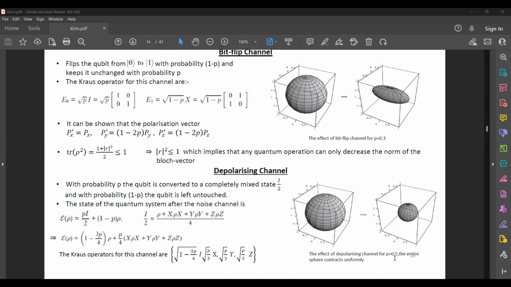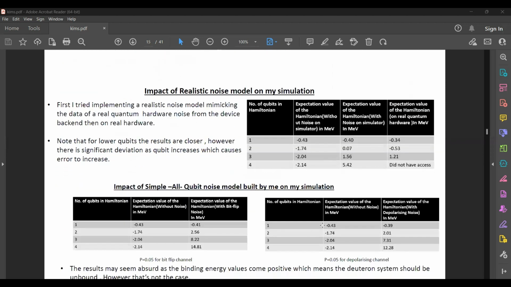Okay. So with 5% probability, there is a depolarizing noise acting on our qubit, and it is changing the states to a final state which looks like this on the Bloch sphere representation. So this was theoretically how we can implement a quantum noise.